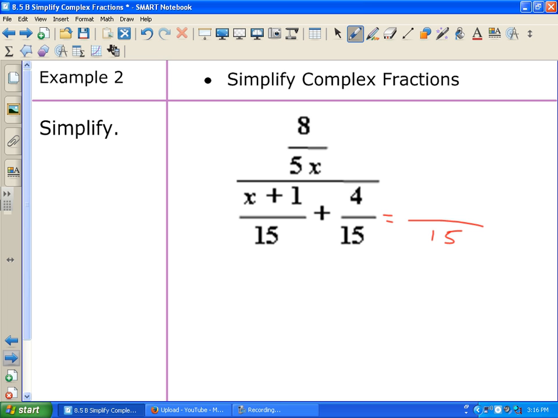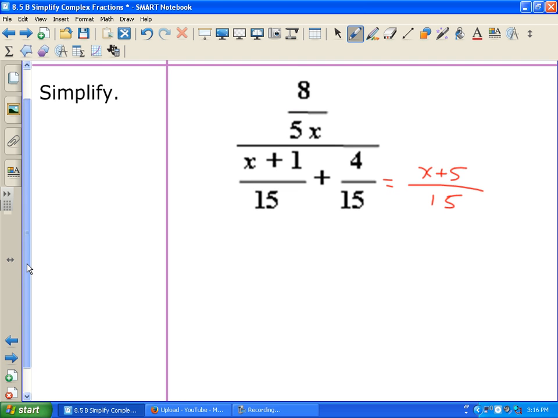Up top of that, I will combine like terms. X will not combine with anything. Plus 1 plus 4 is plus 5. So I've simplified the top, simplified the bottom. Now I'll rewrite as division.